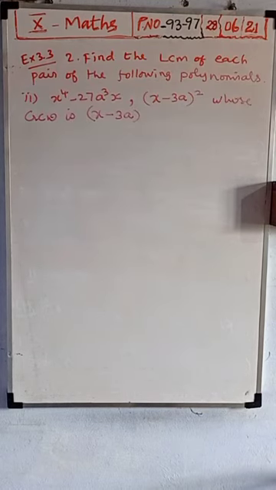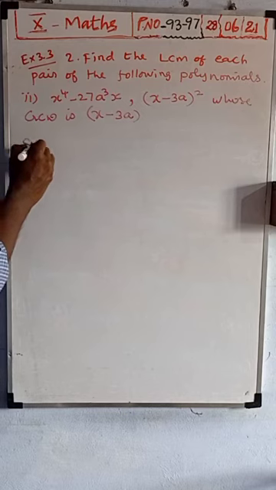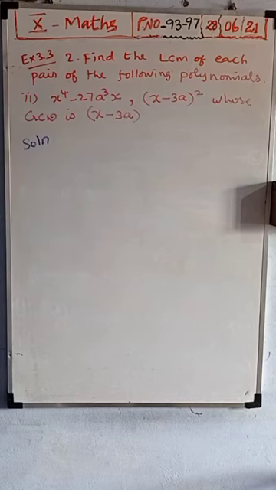So see the next, second one. Find the LCM of each pair of the following polynomials. For each pair, two polynomials are given, and their GCD is given. Using this we want to find the LCM. So see the solution. It is easy because we already know the relationship between LCM and GCD.